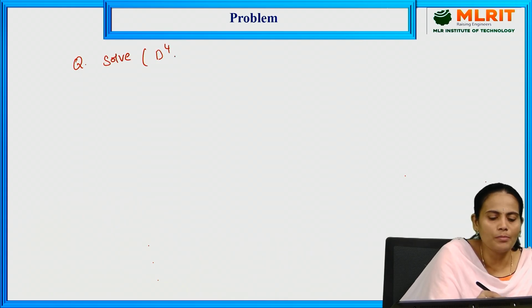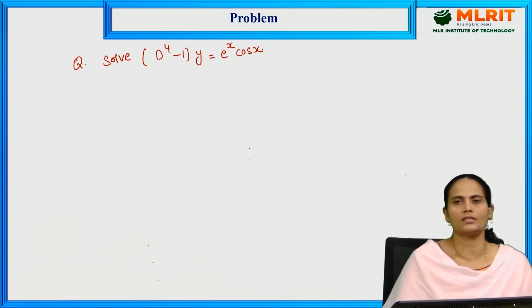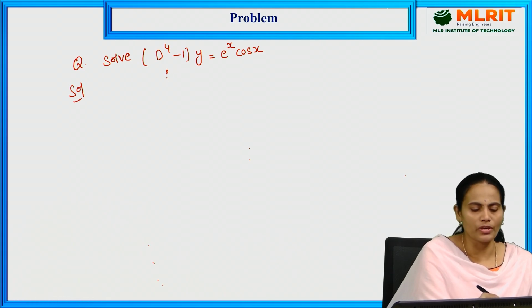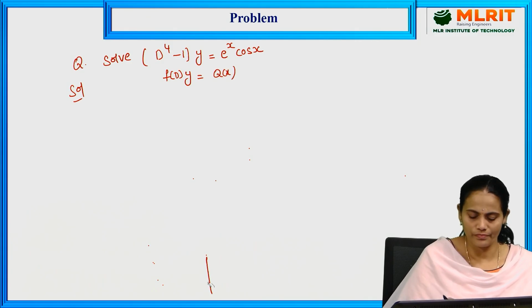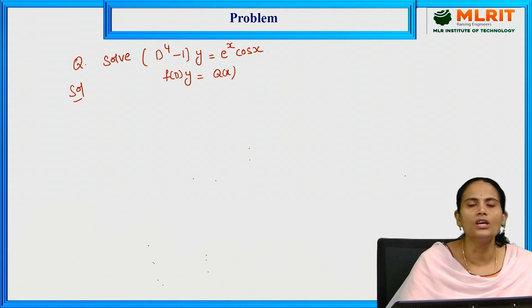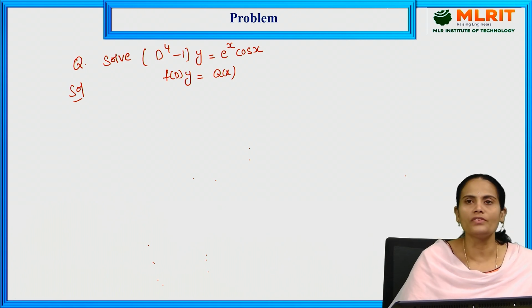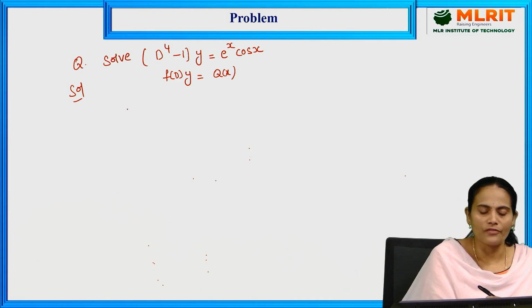Solve D power 4 minus 1 into y equal to e power x into cos x. Clearly the given differential equation is of the form f of D into y equal to Q of x. This is a non-homogeneous linear differential equation with constant coefficients. Now we have to find the general solution, so we have to find a complementary function and a particular integral. First we find the complementary function.